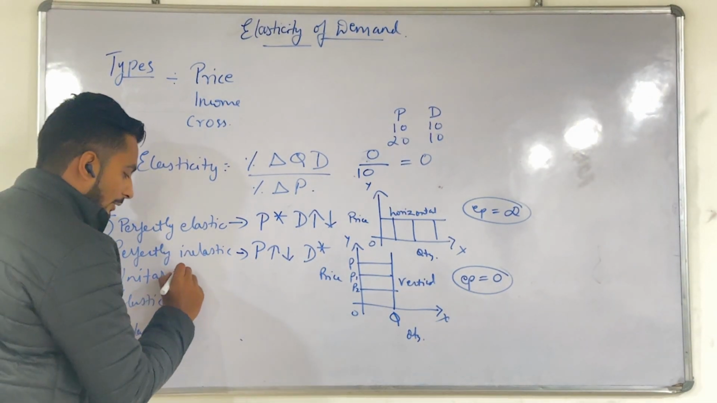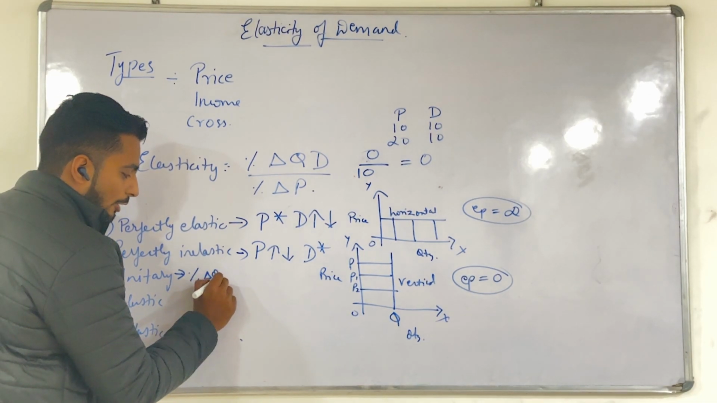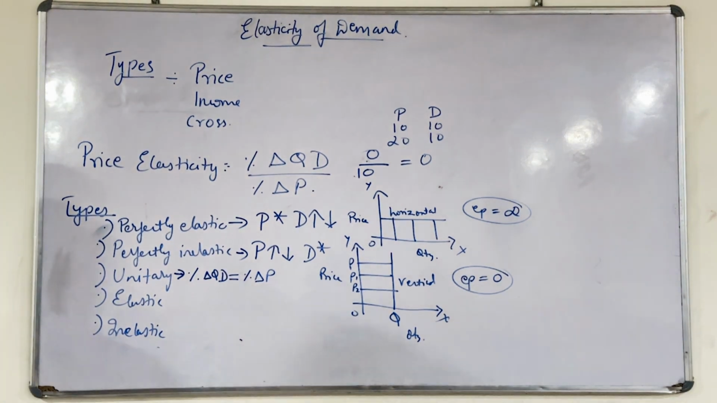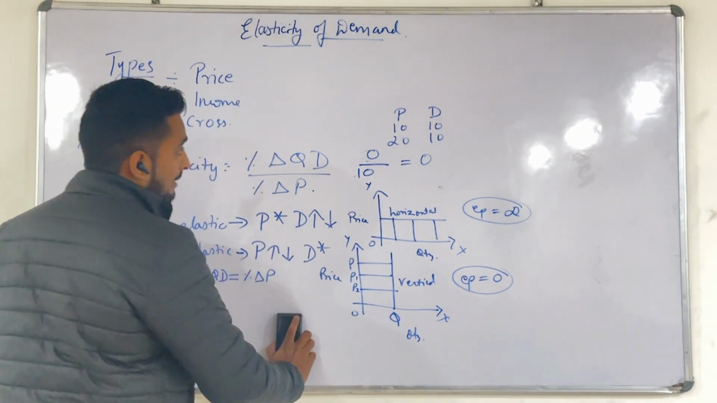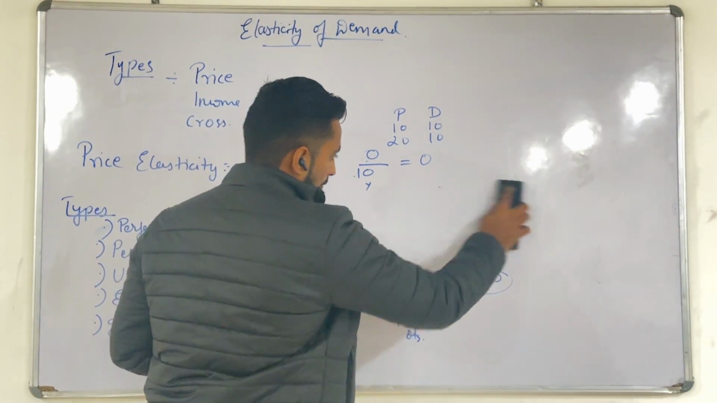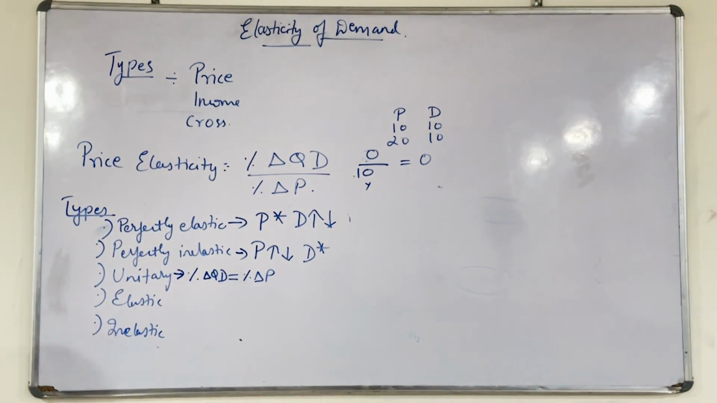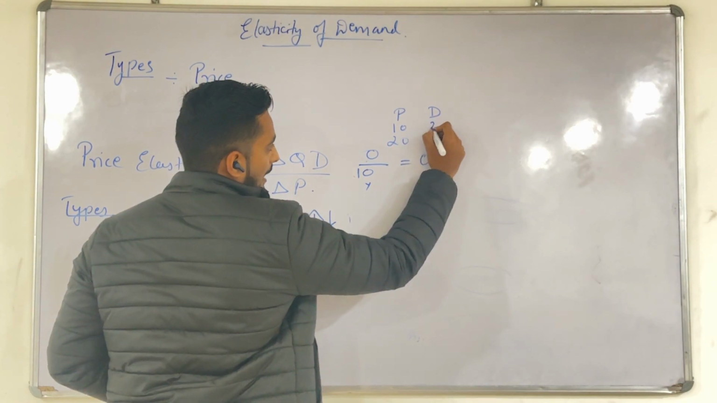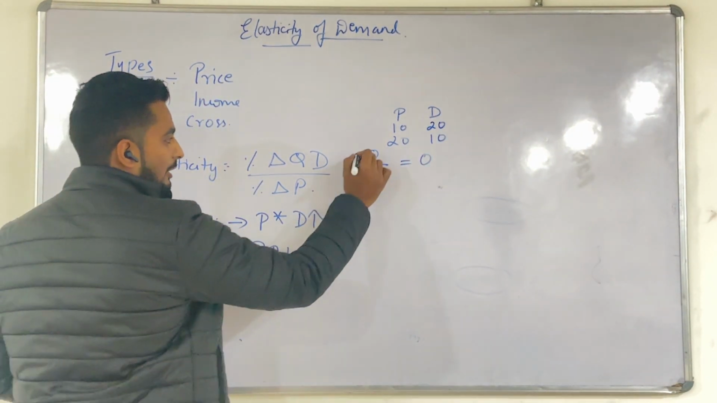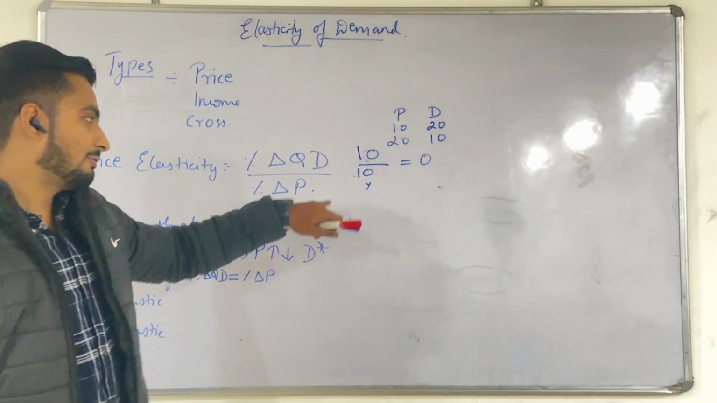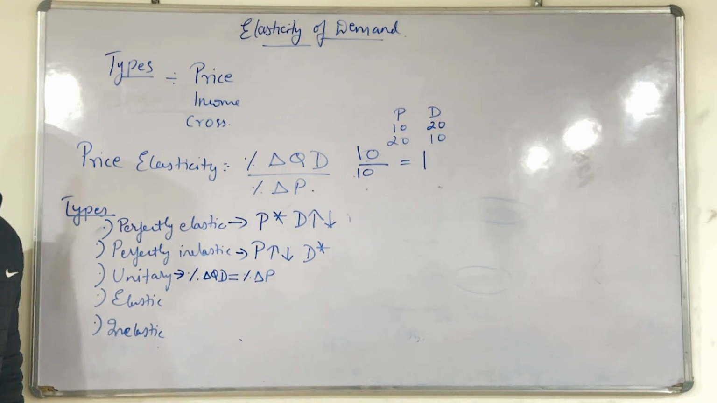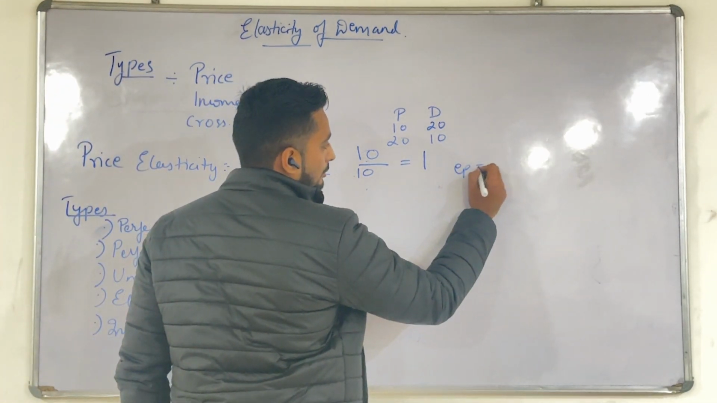Then you have unitary. Unitary means percentage change in quantity demand is equal to percentage change in price. There will be an equal change in demand and price. Suppose price increases from 10 to 20 and demand falls from 20 to 10. So there will be a change in demand of 10 and a change in price of 10. So this will be 1. There will be an equal change, right? So EP is equal to 1.